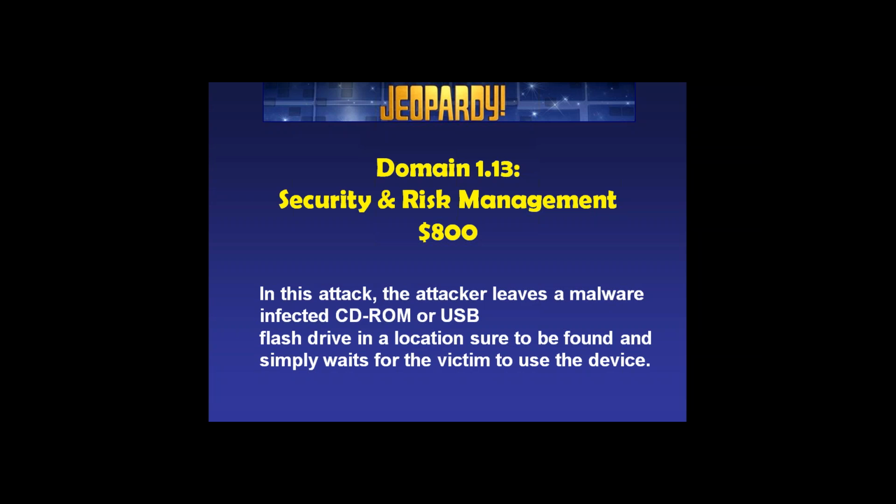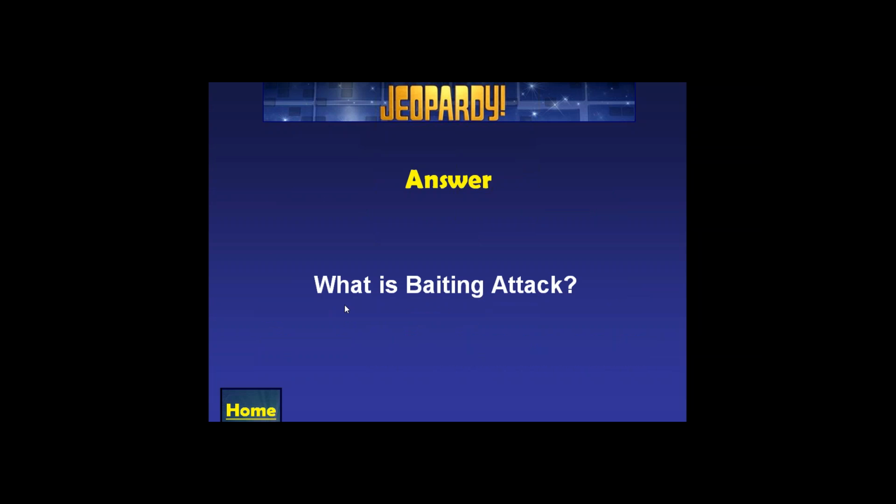All right. Just as I was getting ready to blow this one out, we have a correct response from Malachi. What is baiting? So in a baiting attack, the attacker leaves a malware-infected CD-ROM or USB flash drive in a location sure to be found and simply waits for the victim to use the device. This is what we used to hack into Iran's centrifuge operations and blew up their centrifuges.